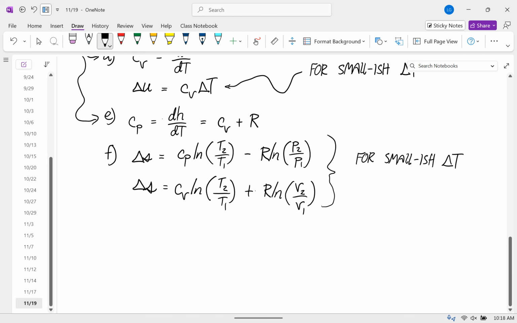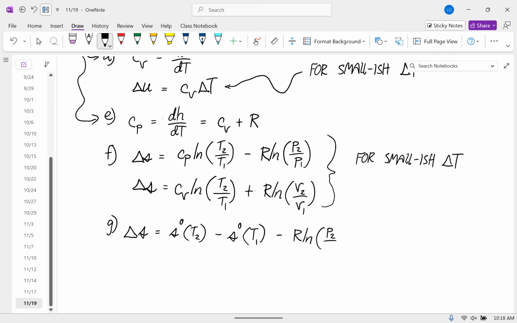And then the last one is if you have an ideal gas table, delta S is equal to S super 0 at T2 minus S super 0 at T1. Those are things you can look up in a table. Minus R times the natural log of P2 over P1. So this is using an ideal gas table for a specific gas.